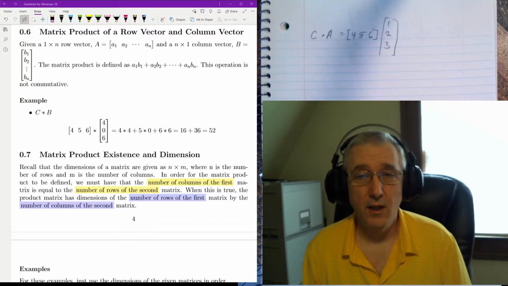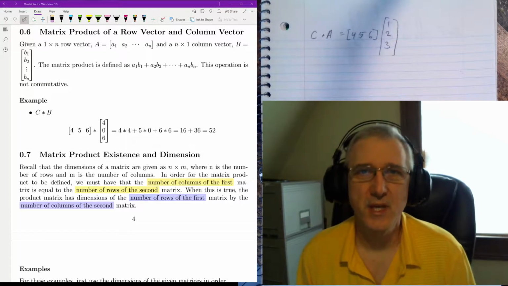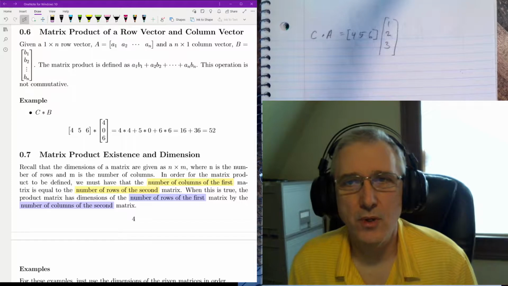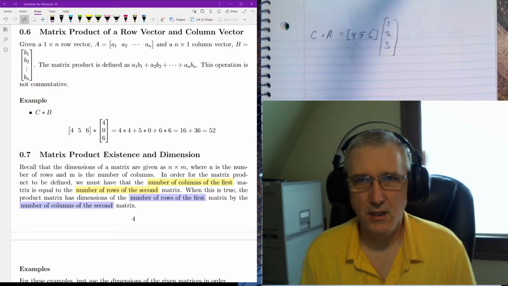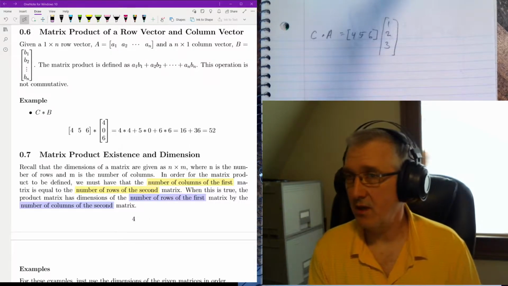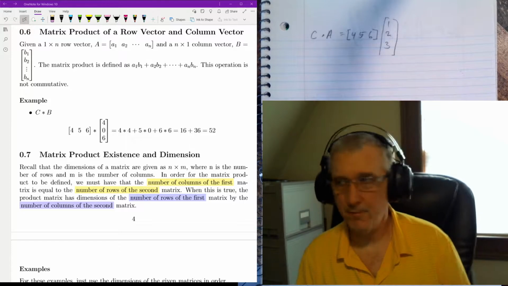Welcome back to Math 208. This is Lecture 4, Part B. We're covering Section 4.4 in the book, Matrix Operations. At this point in time, we're going to talk about the matrix product of a row vector and a column vector, and then we'll talk about matrix product more generally.